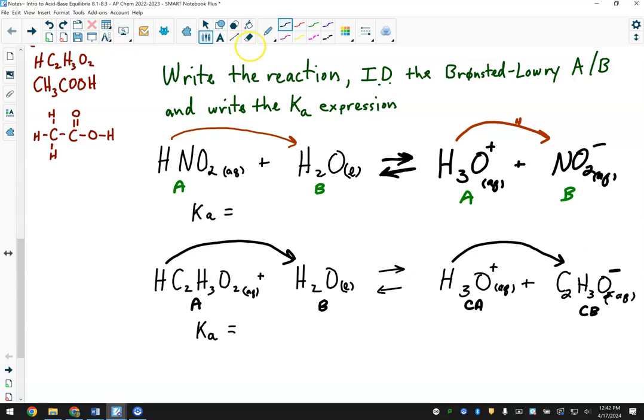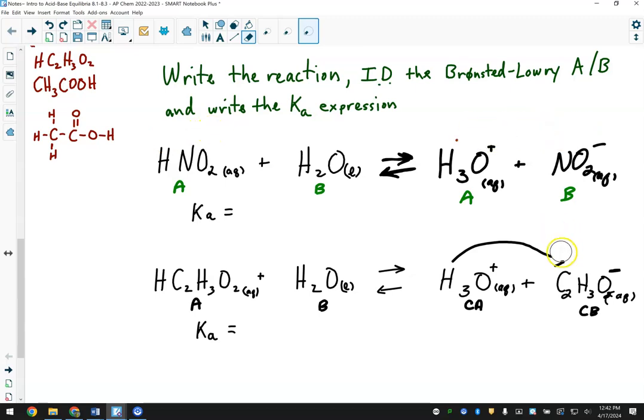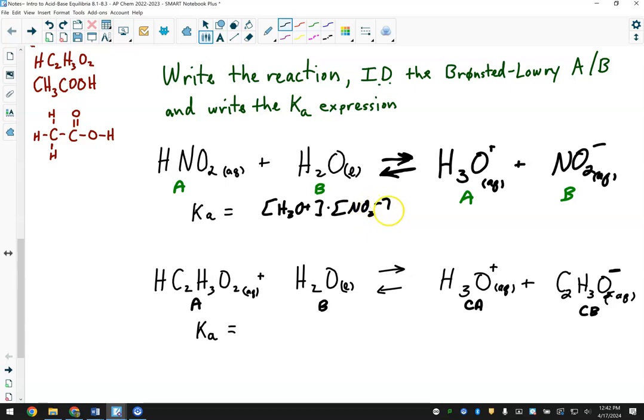Now, once you have these reactions, you can write the equilibrium expressions for them, and we're going to call it Ka if it's an acid. We would call it Kb if it's a base. So what would the Ka be? It would be the concentration of hydronium times the concentration of NO2 minus over the concentration of HNO2. Because those are all aqueous, and the water is a liquid, it doesn't appear. You with me?